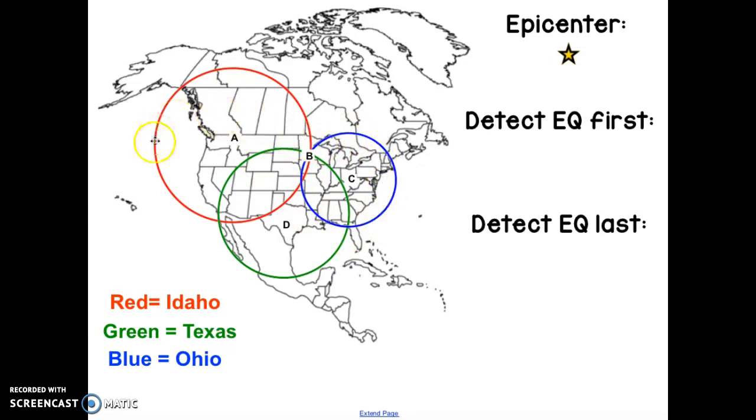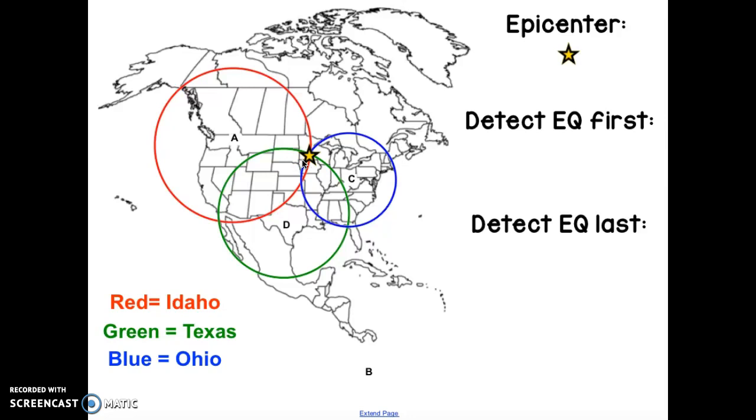Now, when we have three seismic stations that pick up the same earthquake, you look to see where those three circles intersect. And if you see right here at B, I can actually move it out of there. You can see that all three circles, the green, the blue, and the red, all intersect at that point. That's where the epicenter is located. So that means that is where the earthquake started.